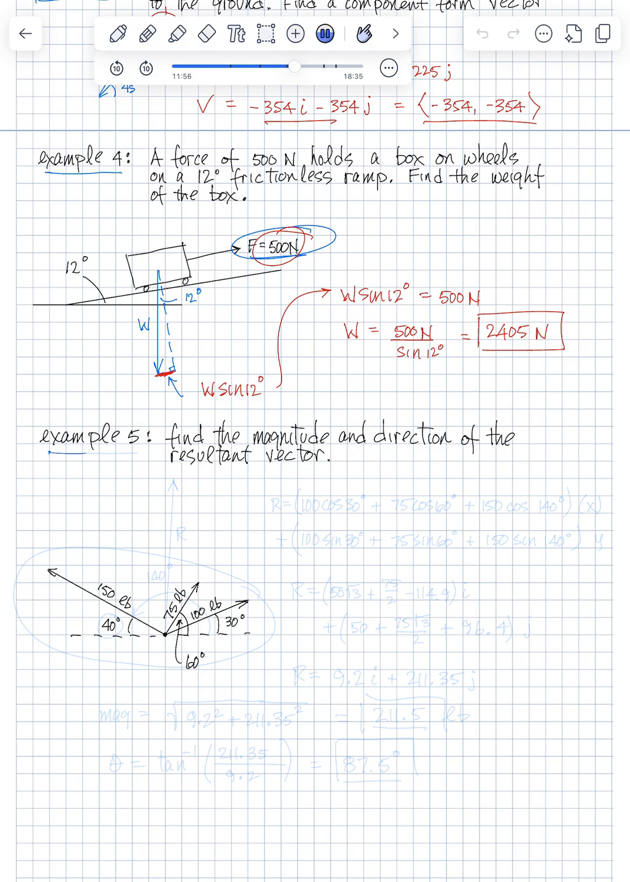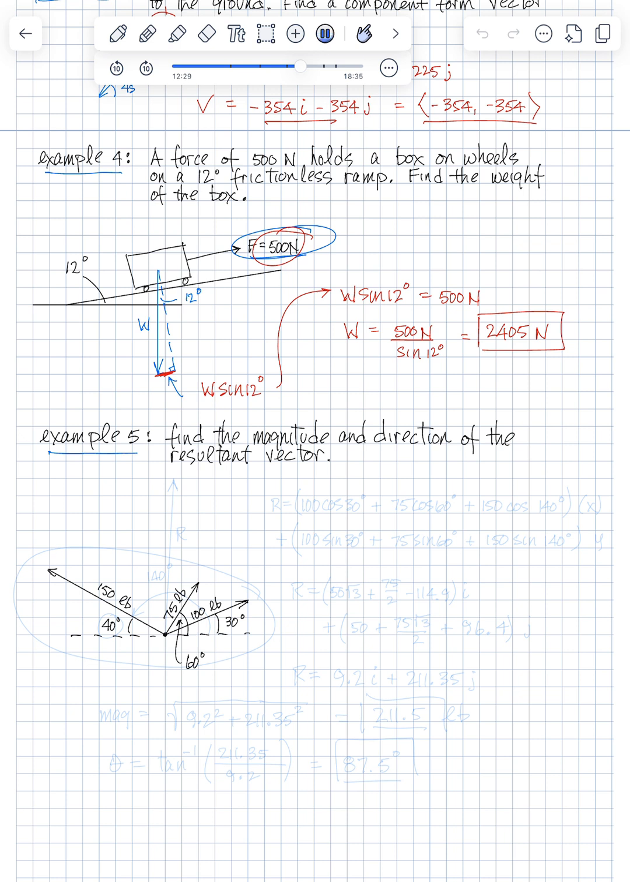Okay, example 5, another physics problem. We have 3 vectors, each at a different angle, each at a different magnitude, but they all have the same origin. And what we want to do is find the magnitude and direction of a resultant vector, which means we can replace these 3 individual vectors with one resultant vector that has the same pull on the origin point.